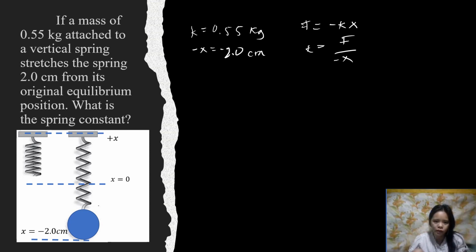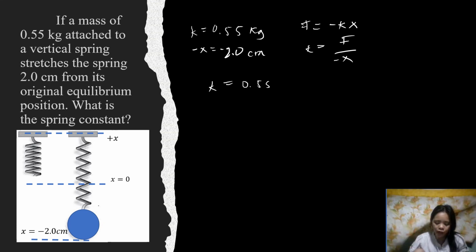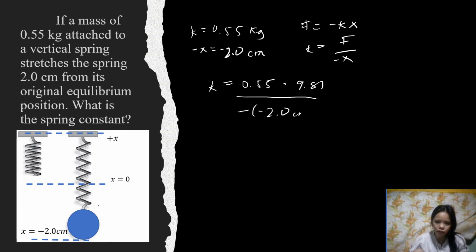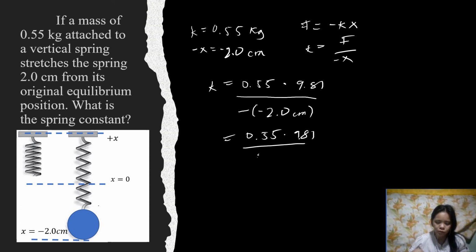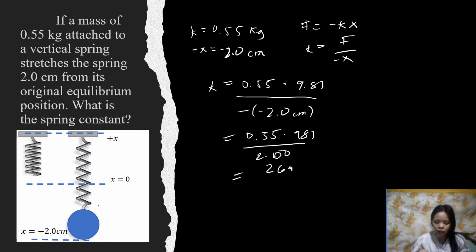So now let's input our values. k is equal to 0.55 multiplied by 9.81 all over negative 2.0 centimeter. So 0.55 times 9.81, and 9.81 is going to be positive, and the answer is 269.775. And our final answer would be 270 Newton per meter.